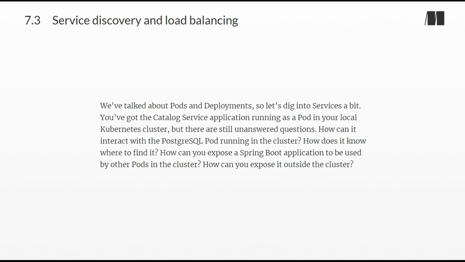Section 7.3, Service Discovery and Load Balancing. We've talked about pods and deployments, so let's dig into services a bit. You've got the catalog service application running as a pod in your local Kubernetes cluster, but there are still unanswered questions. How can it interact with the PostgreSQL pod running in the cluster? How does it know where to find it?